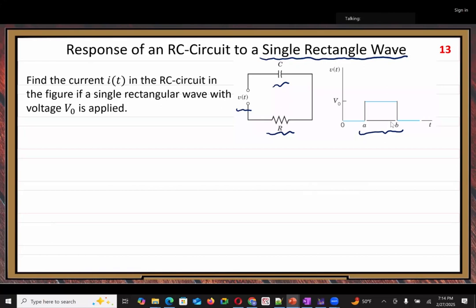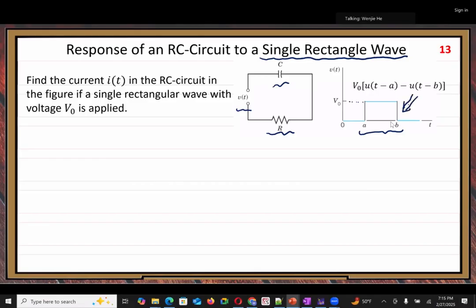In the RC circuit in the figure, if a single rectangle wave with voltage V0, so the value is V0, but that value is only used between A and B interval. Outside this interval, it's 0. So first we need to represent this function.